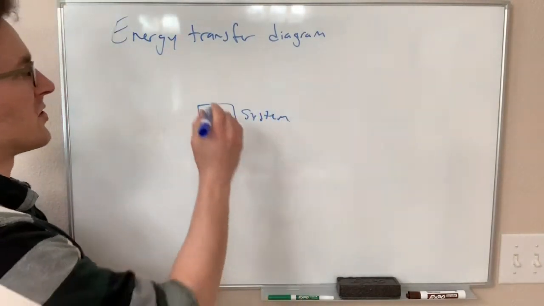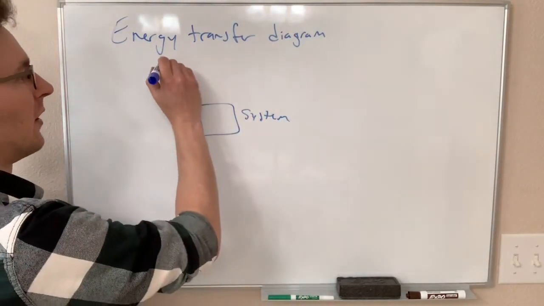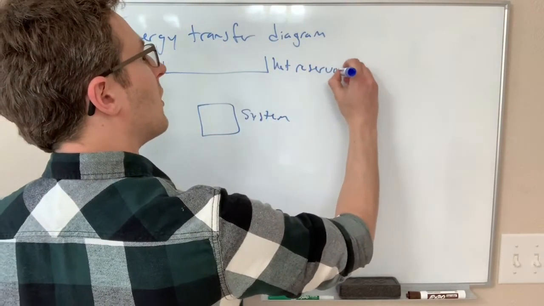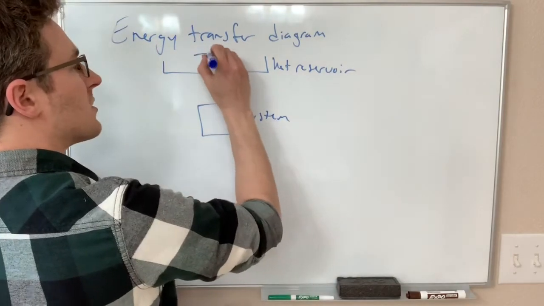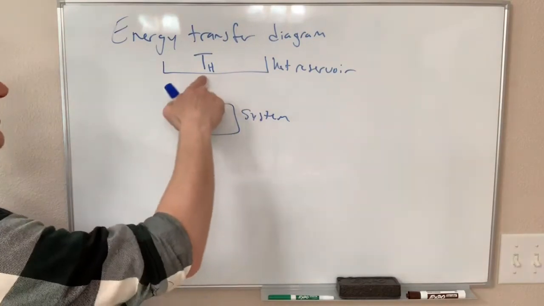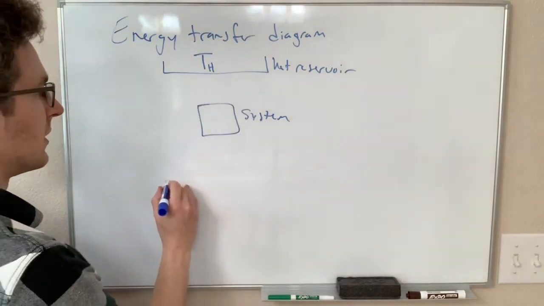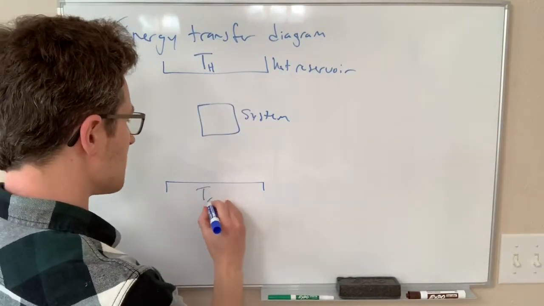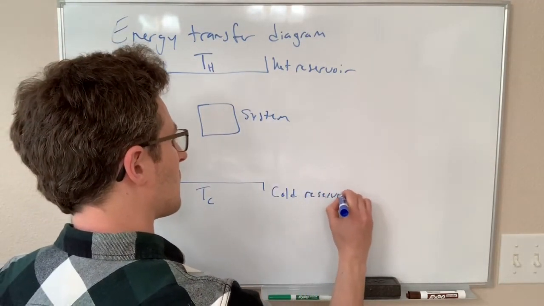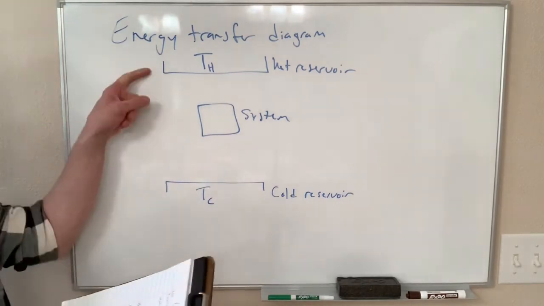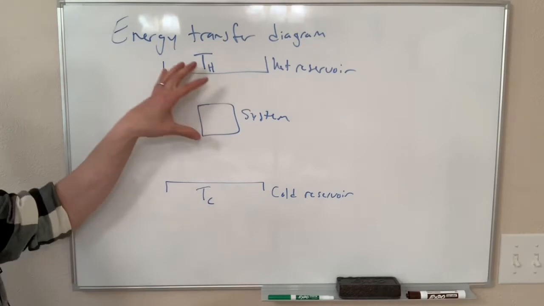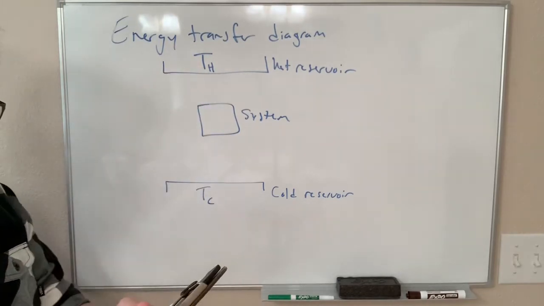And conventionally, we draw our hot reservoir above the system. And our hot reservoir is at some temperature T, H for hot. So our hot reservoir is at this hot temperature, and down here, maybe we have a cold reservoir also at temperature Tc. So maybe this is some flame, this is some swimming pool of cold water, and our system is interacting with both of these things.